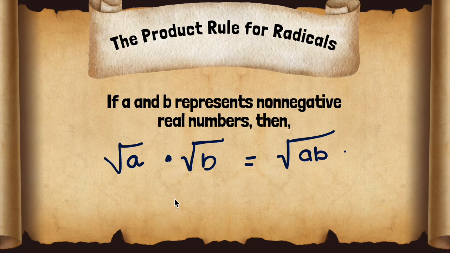The first rule is the product rule for radicals. Sabi dito, kapag ang A and B ay nagre-represent ng non-negative real numbers, then we can write it as the square root of A multiplied by the square root of B. Itong A ay bawal negative numbers. Then, that is equal to the square root of A and B.